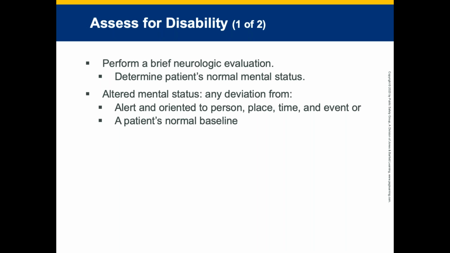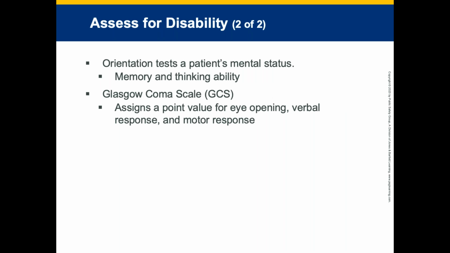When assessing for the patient's disability, perform a brief neurological evaluation of the patient. Determine the patient's normal mental status, and any deviation from alert and oriented to person, place, time, and event, or from the patient's normal baseline, is considered to be altered, right? So some ways of checking the neurological assessment would be orientation tests that we can perform in the back of the ambulance. Person, place, time, and event are big ones. People should know those specific things.